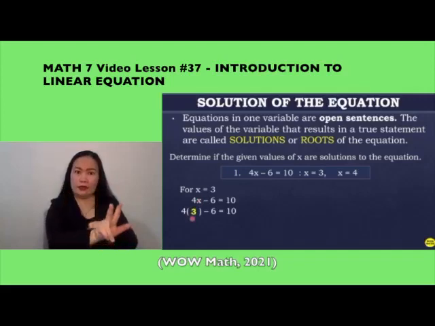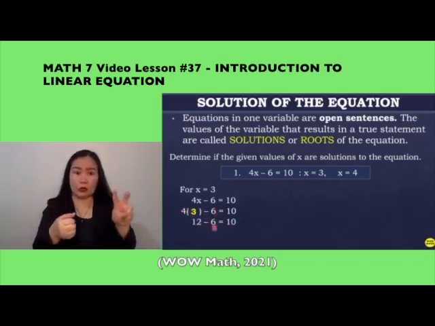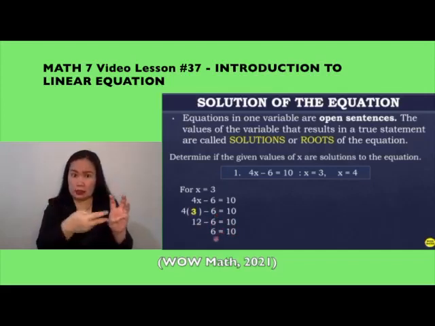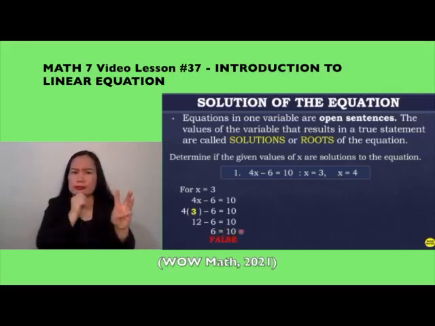Okay. So, I have here 4 times 3. This is 12. So, 12 minus 6, okay, equals 10. Now, 12 minus 6, so this is 6. So, as you can see, I have here a resulting statement which is 6 is equal to 10, which is considered false. Why? Kasi 6 is not equal to 10.